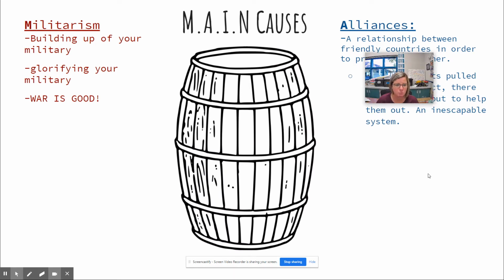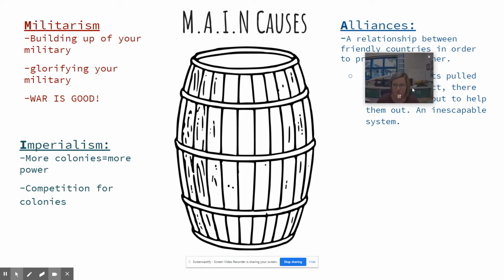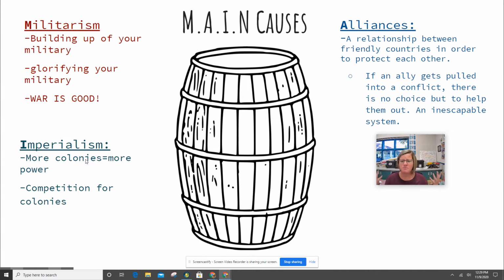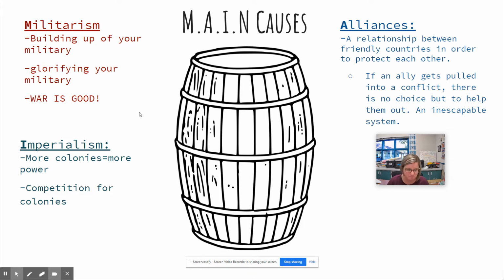Now we've got imperialism. Imperialism is just basically like any other alliance. When we're talking about imperialism, you've got competition. Who can have the biggest empire? Who can have the most territory and the best resources? This is definitely going to create some tension within Europe.